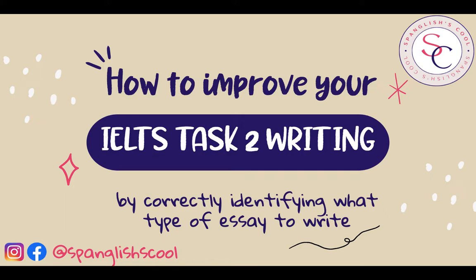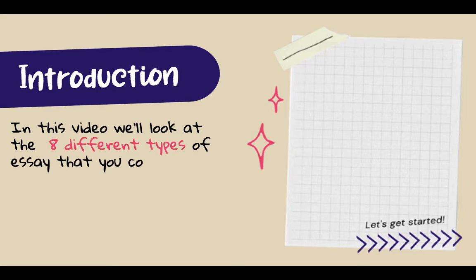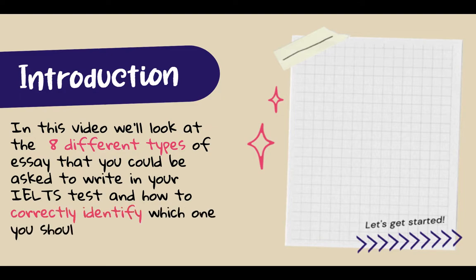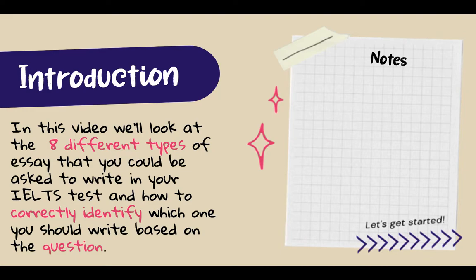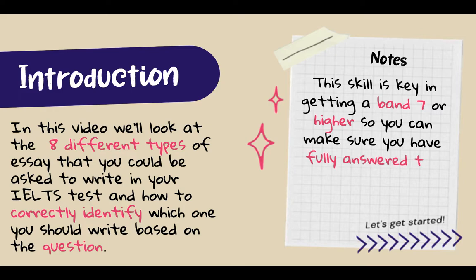Hi everyone! In this video, I'm going to show you how to improve your IELTS Task 2 writing by correctly identifying what type of essay to write. In this video, we'll look at the 8 different types of essay that you could be asked to write in your IELTS test and how to correctly identify which one you should write based on the question. This skill is key in getting a band 7 or higher, so you can make sure you have fully answered the question and developed your ideas.